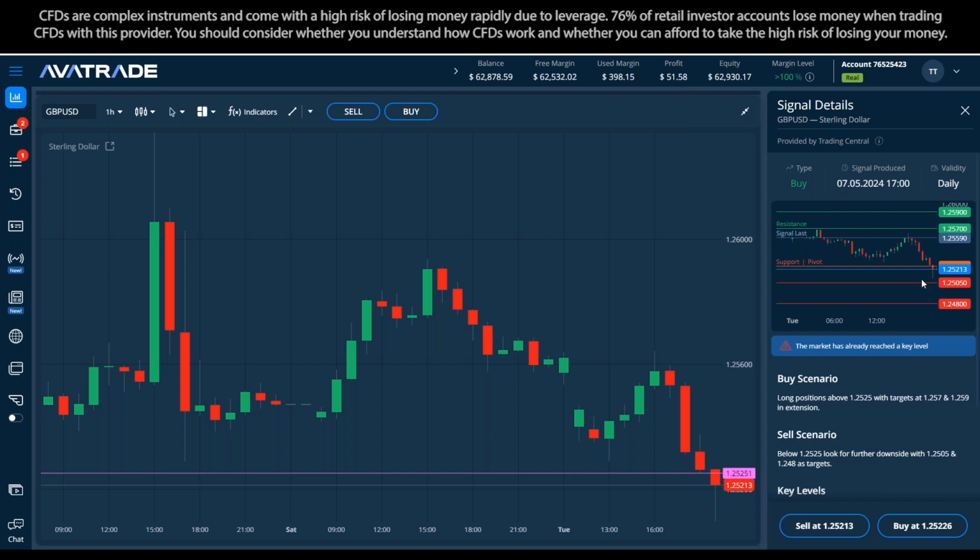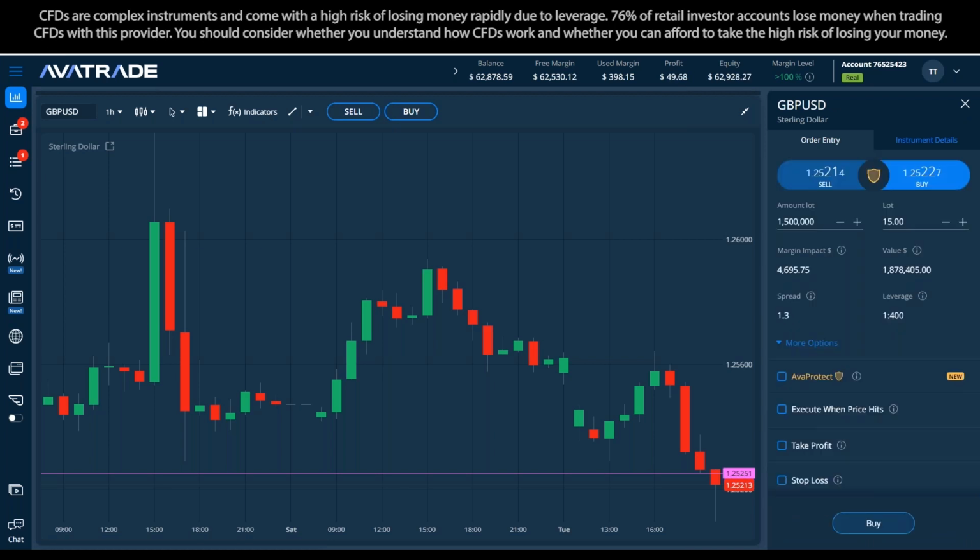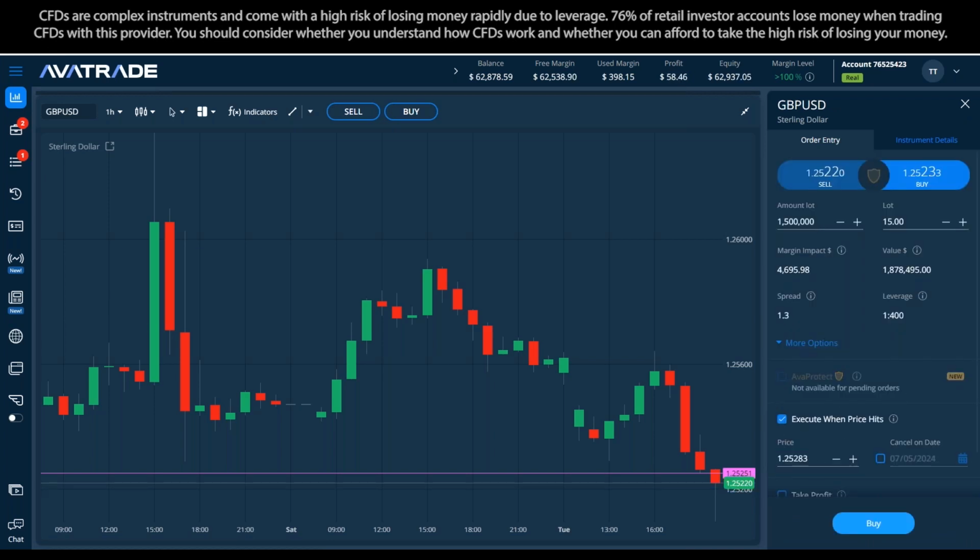And now we have a technical signal that says if it goes above this price, that you could buy going towards these prices up here. So this, to me, is a situation where I would set up a pending order. So execute when price hits.